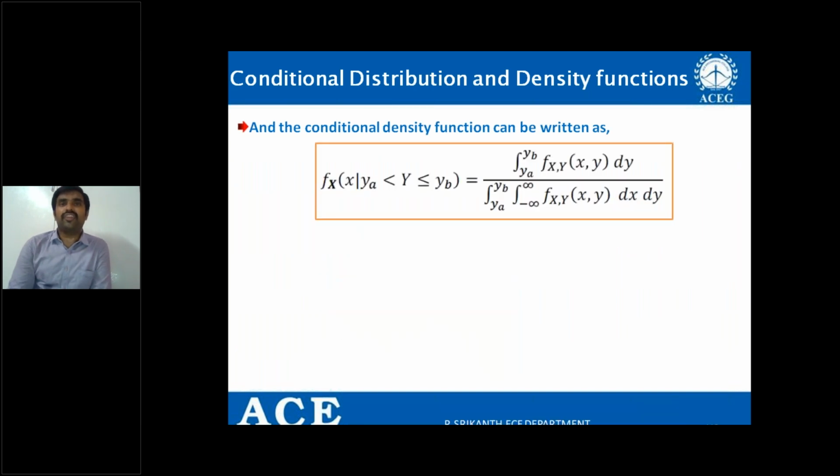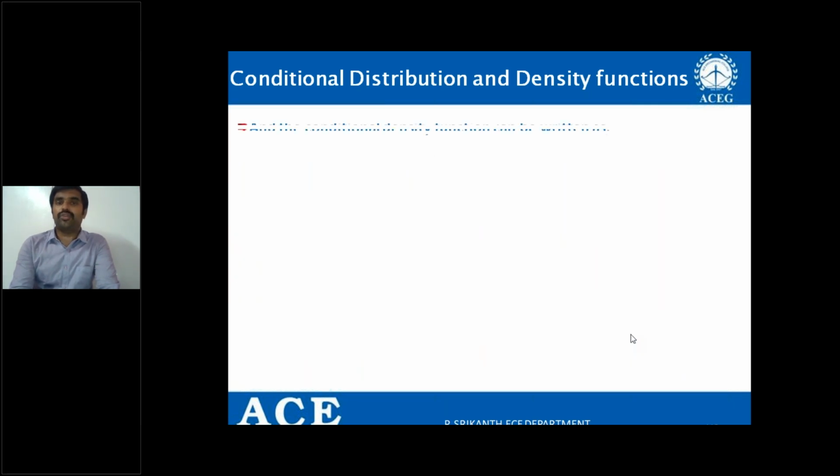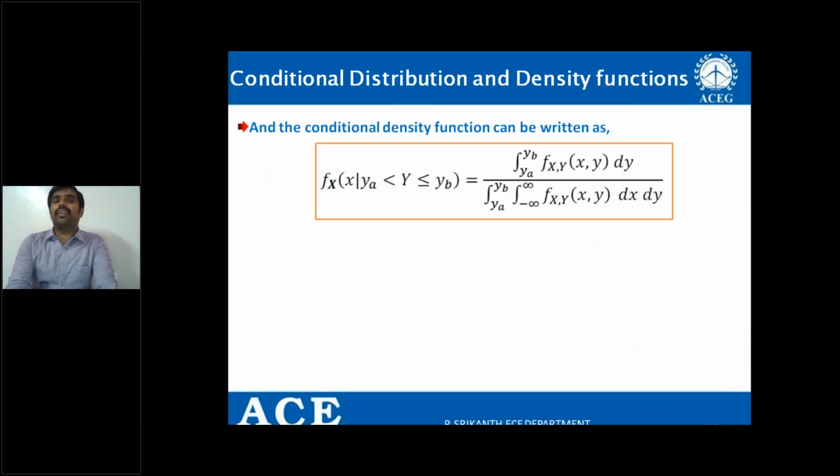The density function is also the differentiation of the previous one. That is, small f_X(x | y_a < Y ≤ y_b). If I apply differentiation with respect to x, the integration in the numerator vanishes. So here I am going to get the integral from y_a to y_b of f_{X,Y}(x, y) dy, divided by the integral from y_a to y_b, integral from minus infinity to plus infinity, of f_{X,Y}(x, y) dx dy. Right? Don't be confused.